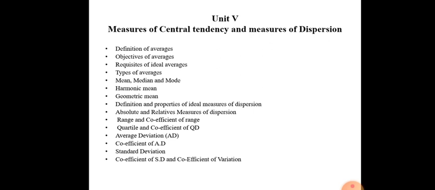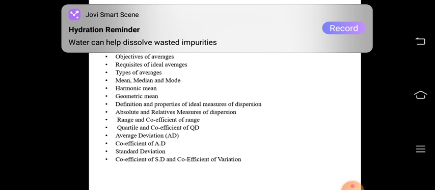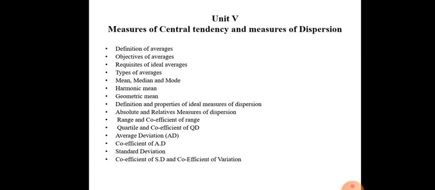absolute and relative measures of dispersion, range and coefficient of range. Okay, so the range means the difference between the largest item and the smallest item. So the range is the difference between the largest value and the smallest value.